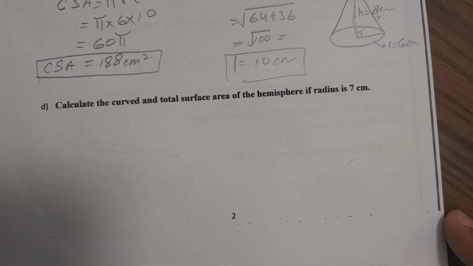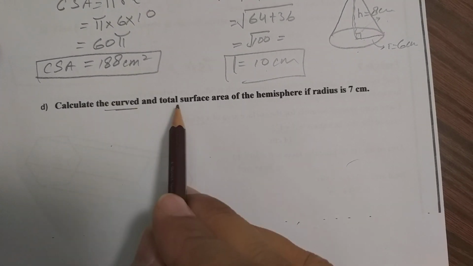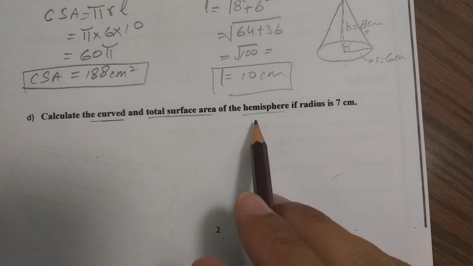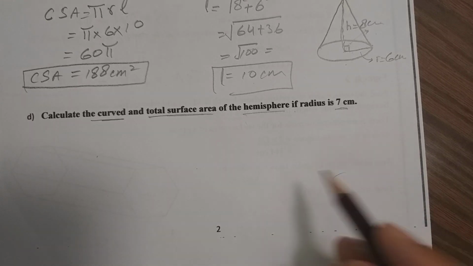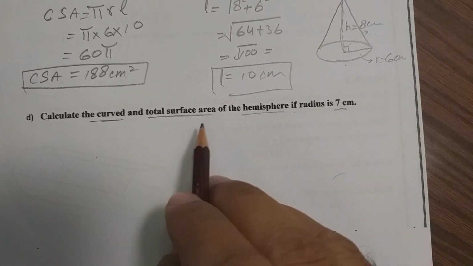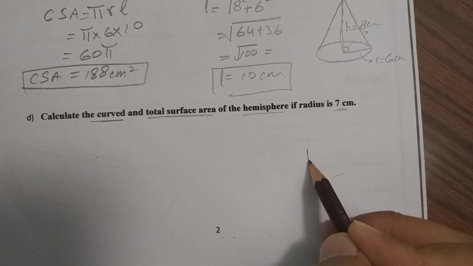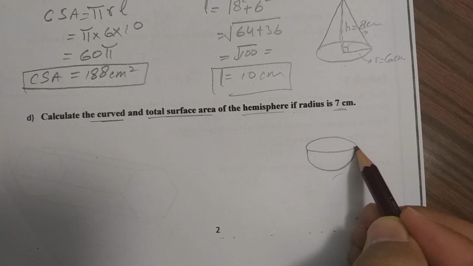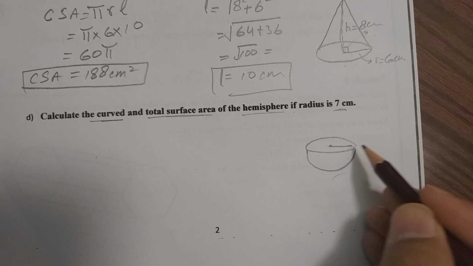Okay, in the D part, we need to find the curved and the total surface area of the hemisphere, if the radius is 7. Remember, this is the hemisphere, and we know that this is the radius.